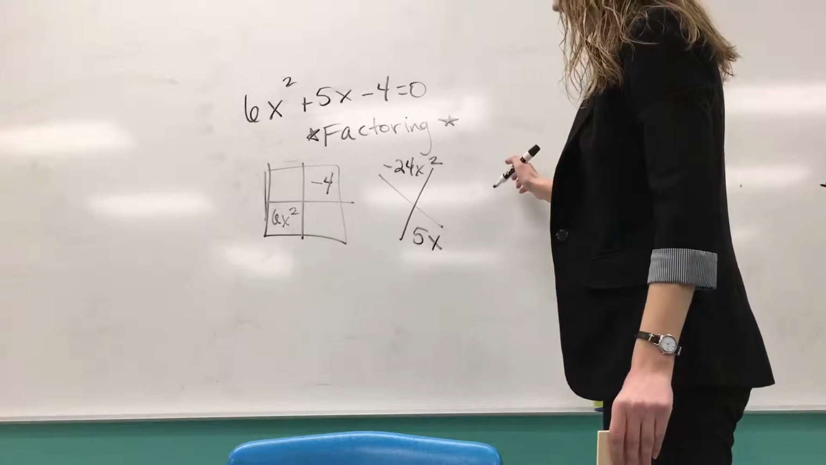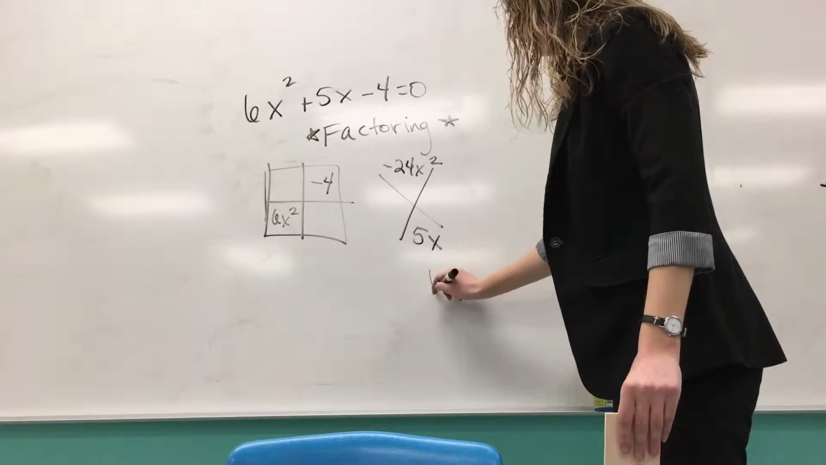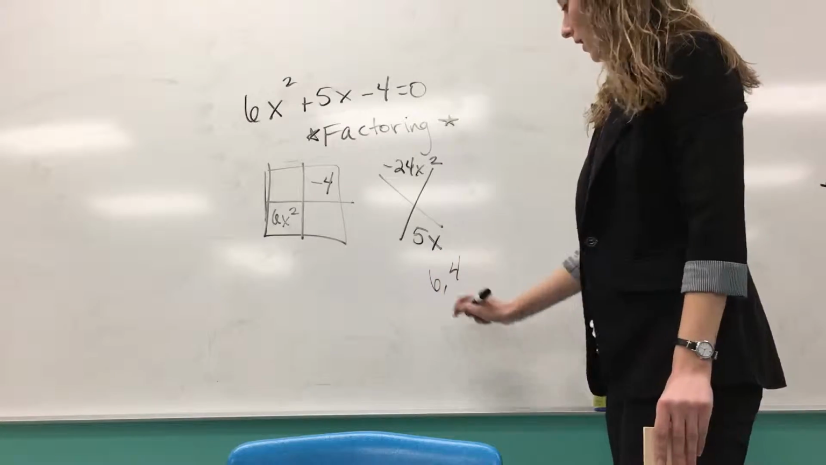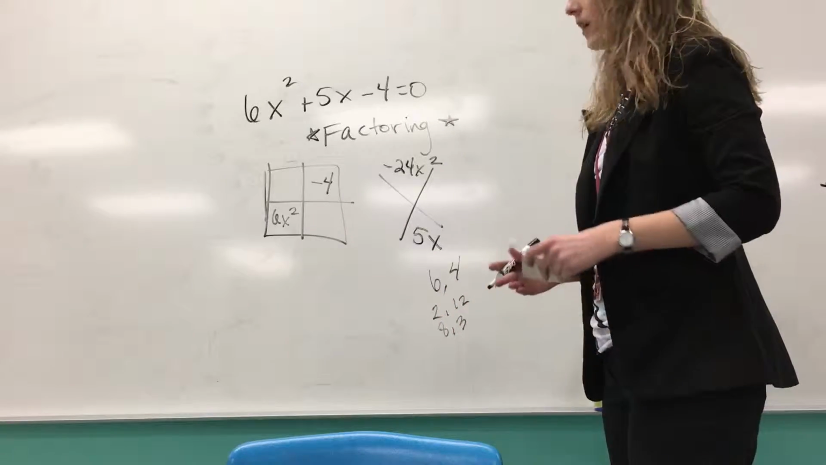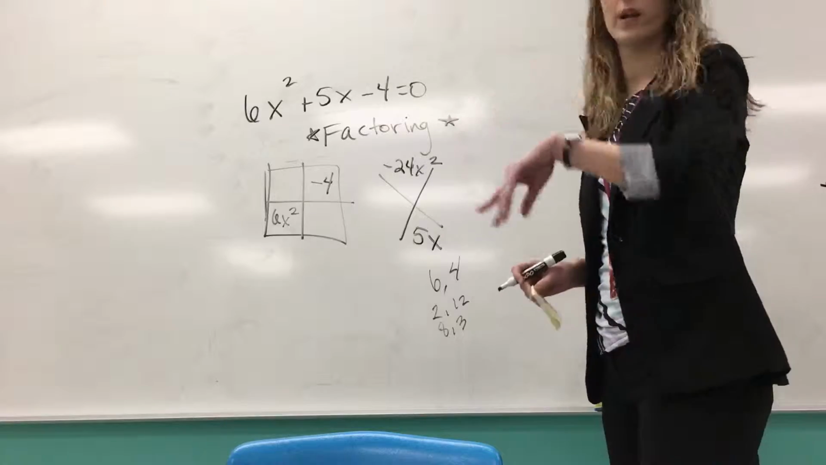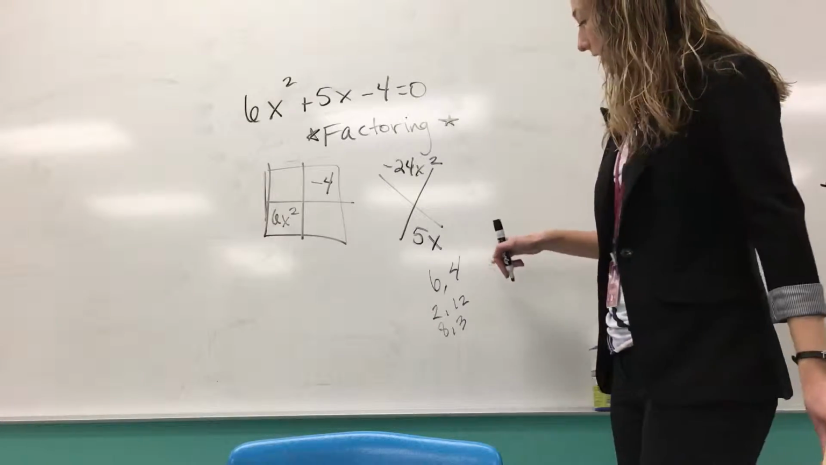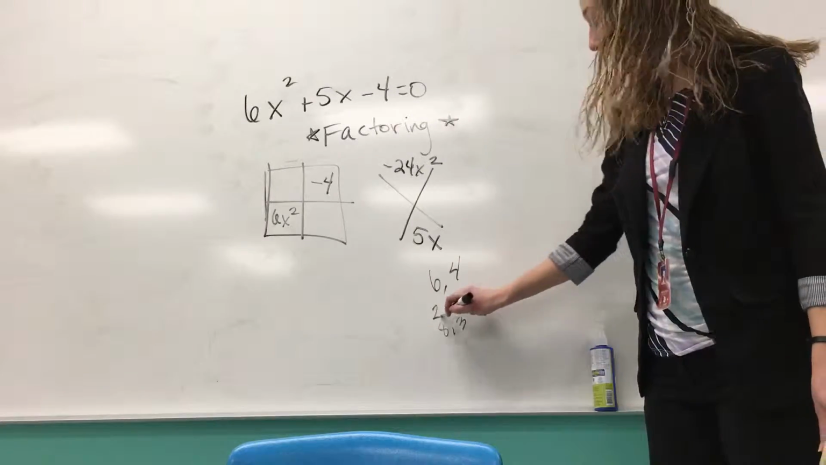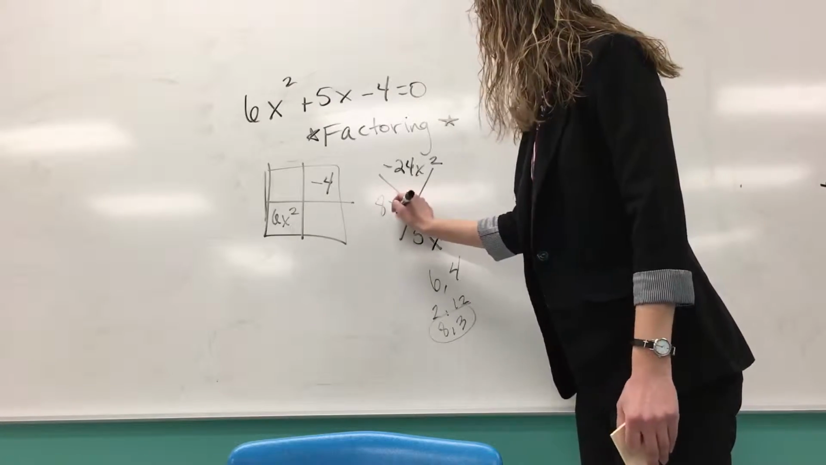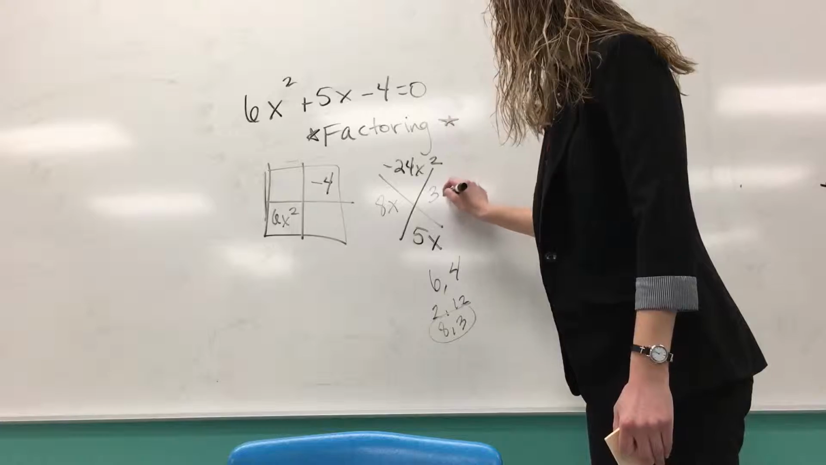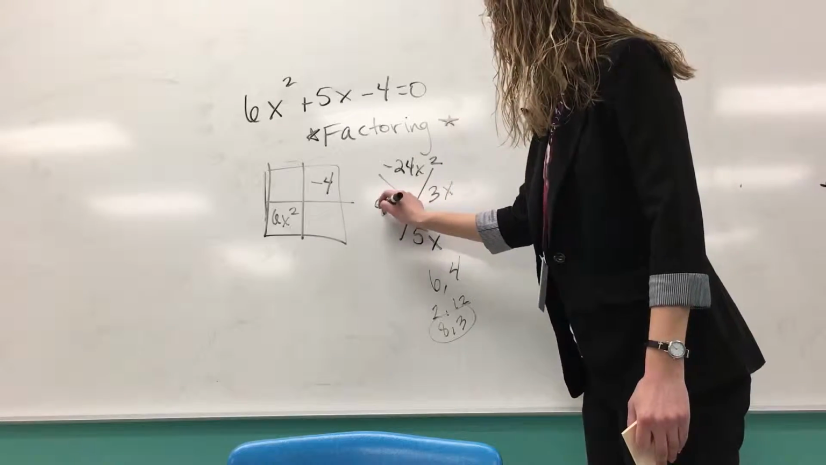So I'm just going to list some things. Let's see. 6 and 4, 12 and 2, 8 and 3 are some things that multiply to 24. Not even worrying about it being negative. So the thing that could possibly get me to 5 would be this 8 and 3, if one of them is a negative. So I'm going to have an 8x and a 3x, but I need to figure out which one is really negative.